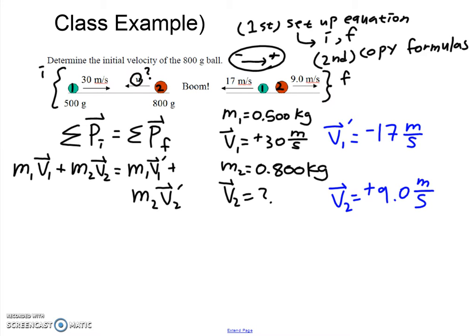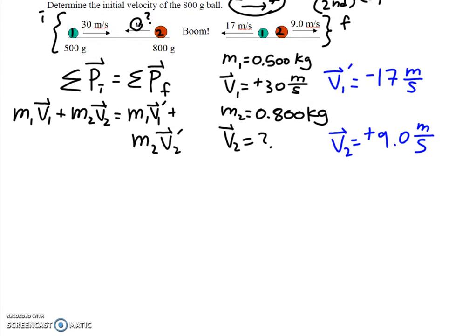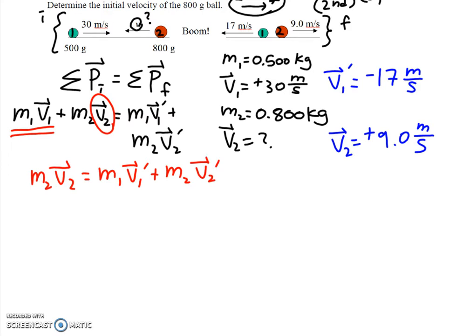Now, it looks nasty, but in fact, it's actually not a complex formula. It's just mass times velocity. We basically need to isolate for this V2, which means I need to move my unwanted formula to the other side by subtracting it in this case. So what's going to happen is M2 V2 is basically equal to M1 V1 final plus M2 V2 final minus M1 V1 final is equal to my M2 V2.